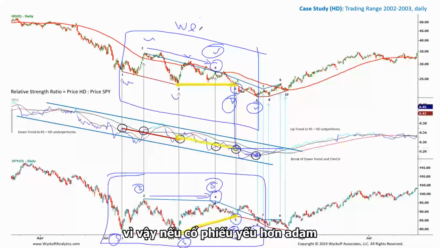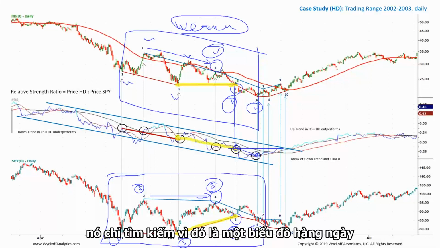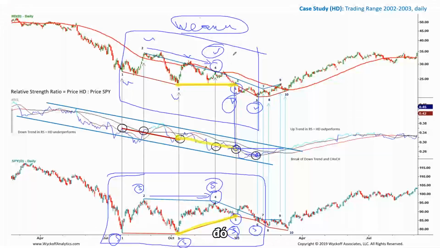So if the stock is weaker, Adam, what do you think institutions are doing here? Are they in this position? Are they aggressively buying? Well, since it's a daily chart, I'm not seeing any candlesticks that would give me an indication that they're buying. But think about the comparative analysis that we've done.